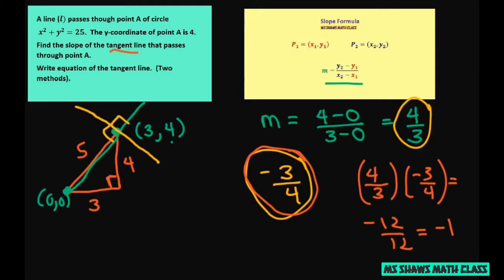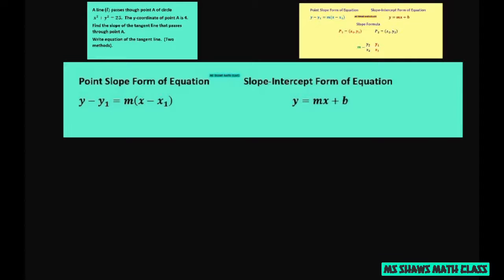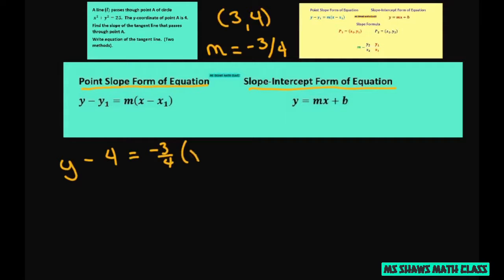Now we're just going to continue on and write the equation of the tangent line. So we're going to do two methods. We're going to use point-slope form and slope-intercept form just for extra practice. So remember our point was 3, 4, and our slope is negative 3/4. So we're going to write y minus 4 equals negative 3/4 times x minus 3. So this is going to give you y equals, and let's distribute here, negative 3/4 x plus 9/4.